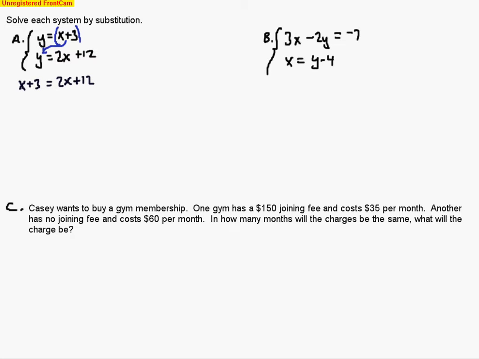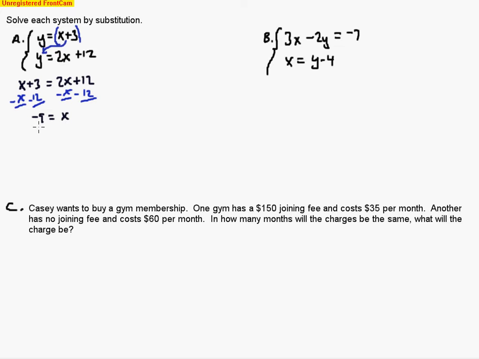And then from there, we just do some opposite operations to solve for x. So I'm going to take away x from all sides. And I will also subtract the 12. Remember, put variables on one side, constants go on the other. And so negative 9 is what we get for the value of x.